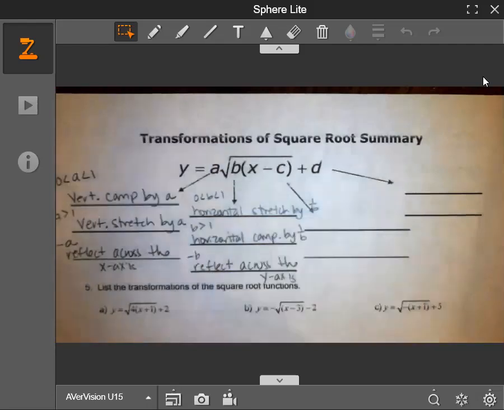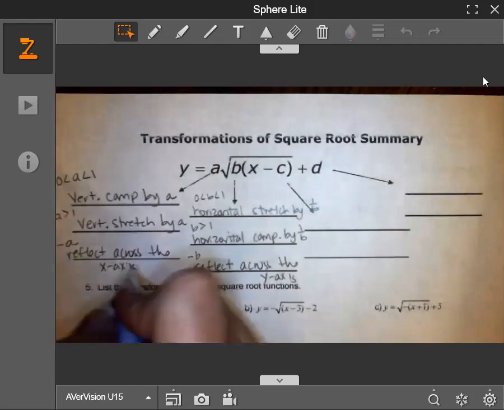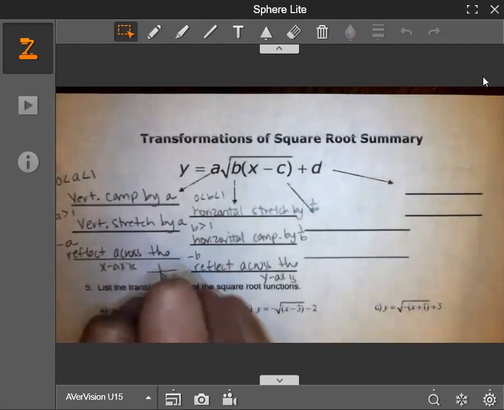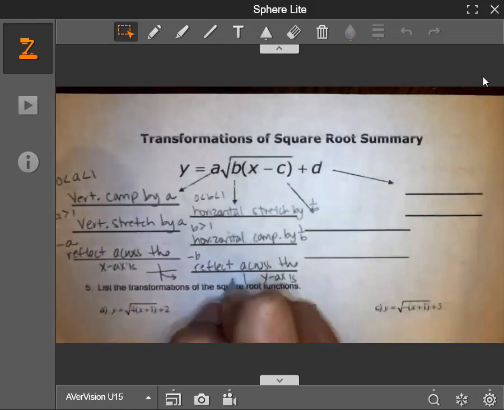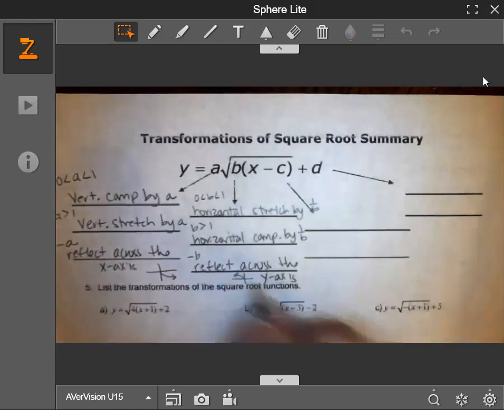A lot of the functions we've dealt with this year, there's no big difference when you're reflecting across the Y. This is definitely one that you're going to see. A reflection across the X-axis would bring it downward like this. A reflection across the Y-axis would bring it over to that second quadrant. So there is a difference in this function from its parent function.